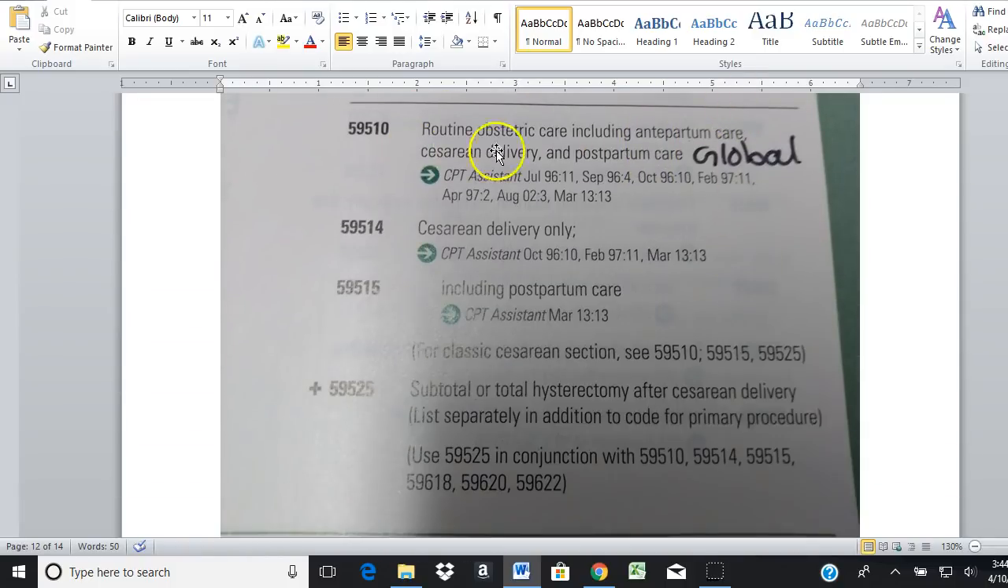If mom is doing cesarean delivery, 59510, again is global, one baby. And if mom is having, let's say, twins, we do 59510 and 59514, one for baby A, one for baby B. But you'll notice we have another one of these little add-on codes, 59525, subtotal or total hysterectomy after cesarean delivery. And again, this is when we're removing the uterus after cesarean delivery. Some women already know ahead of time that they need this procedure done for a variety of different reasons. So we have to be careful because this is an add-on code to the primary procedure. And we can use 59525 with 59510, 14, 15, 18, 20, and 22.